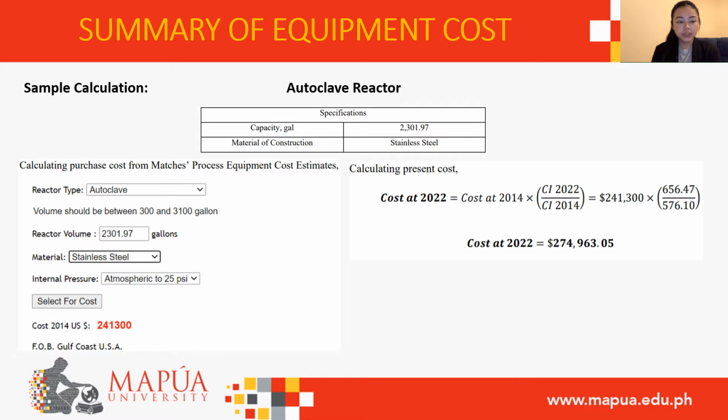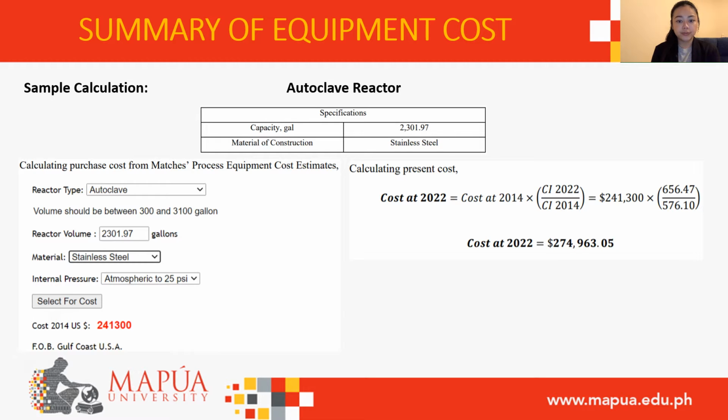Here is a sample computation for equipment costing. The first reactor in the process is a stainless steel autoclave reactor with a capacity of 2,301.97 gallons. An online process cost estimator called Matches Process Equipment Cost Estimates was used to calculate the reference price in 2014. The specification for the autoclave reactor provided a cost of $241,300 in 2014. Year 2022 is the purchasing and installation period. Therefore, the purchase cost for that year was computed.